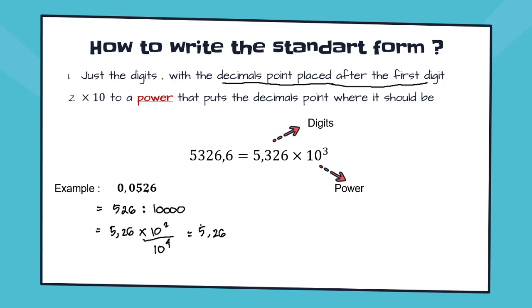Remember about the division on the fraction or in the case. So we can write down 5.26 times 10 to the power of minus 2. So this is the answer.